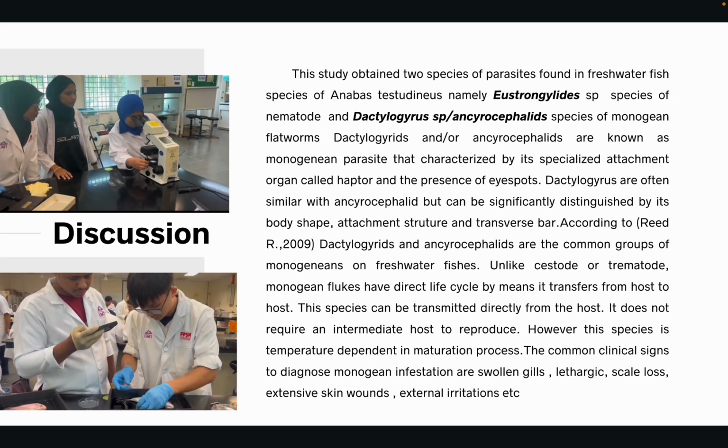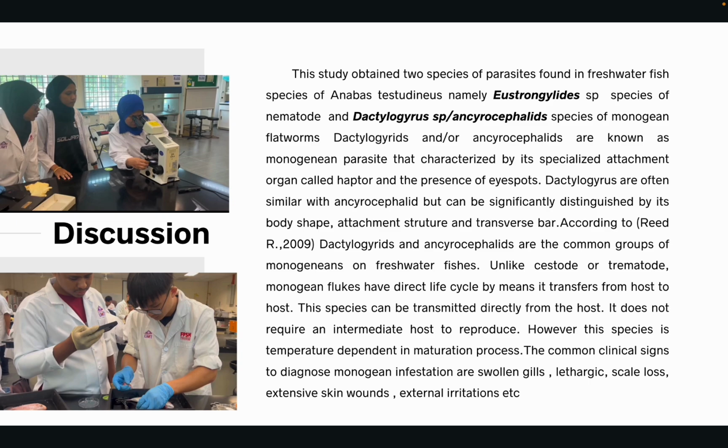This study obtained two species of parasites found in freshwater fish Anabas testudineus, namely Eustrongylides species of nematode and Dactylogyrus or Ancyrocephalids species of monogenean flatworms. Dactylogyrus and Ancyrocephalids are known as monogenean parasites characterized by a specialized attachment organ called the haptor and the presence of eye spots. Dactylogyrus are often similar to Ancyrocephalids but can be distinguished by body shape, attachment structure, and transverse bar. According to Reed, 2009, they are the common groups of monogeneans on freshwater fishes.